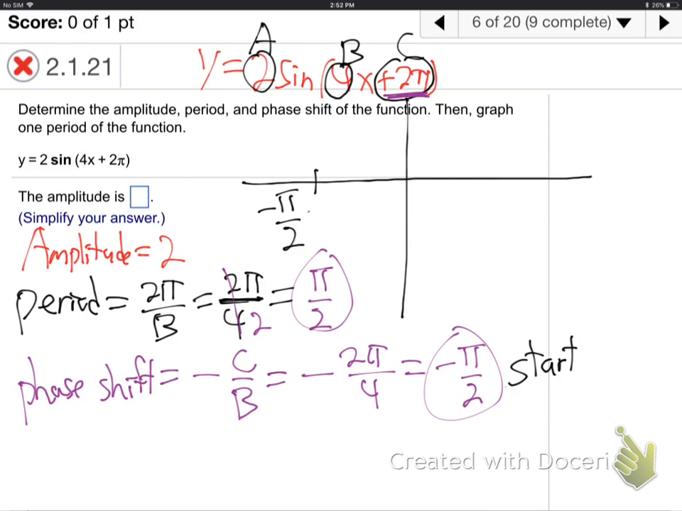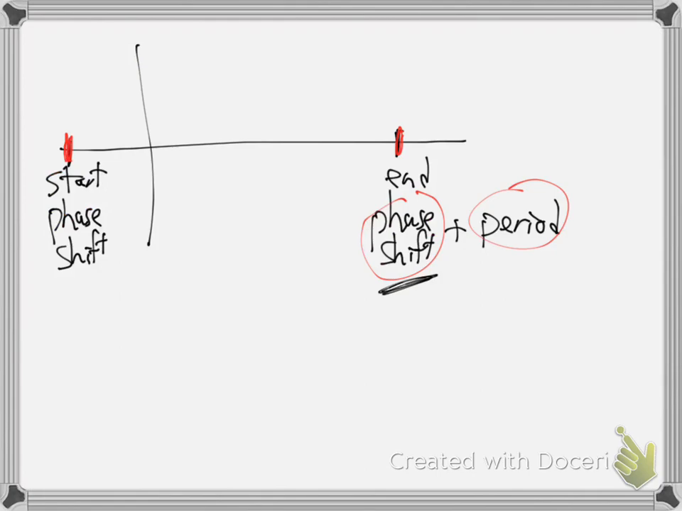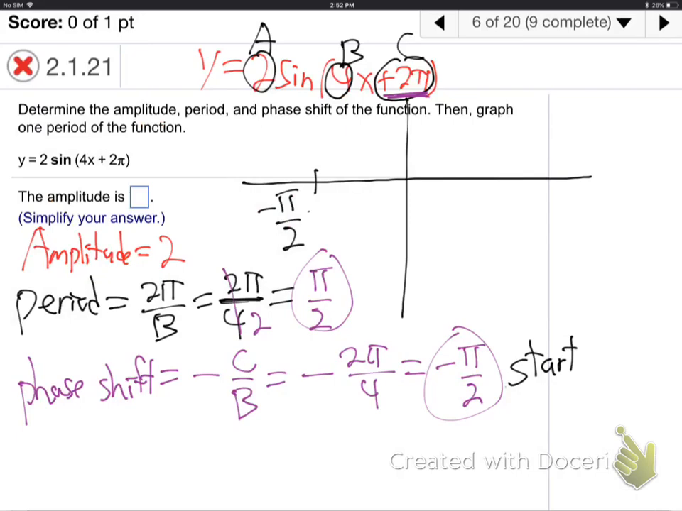Negative pi over 2 plus. Yeah, phase shift plus the period. Right? Because the period is the width of a cycle. So, therefore, the start here, the end will always be the phase shift, which is negative pi over 2, plus the period. It's the phase plus the period, which is 0. It's supposed to be 0, huh?